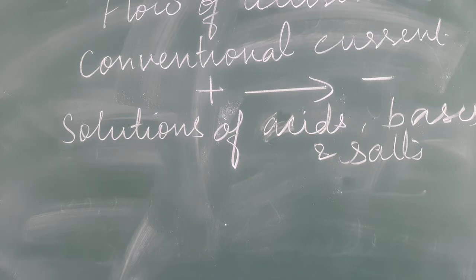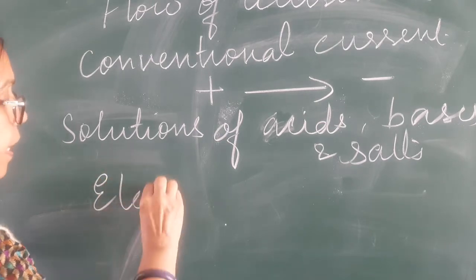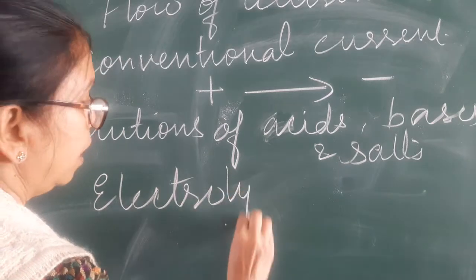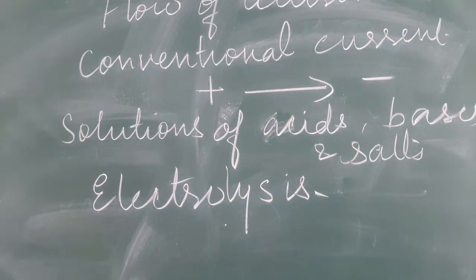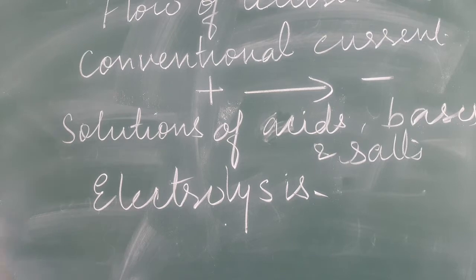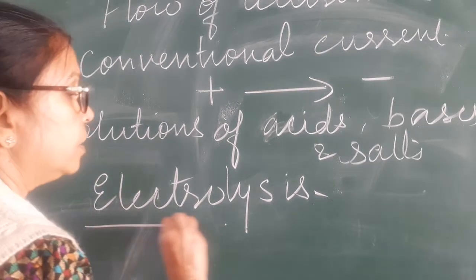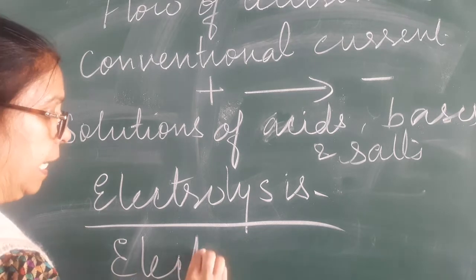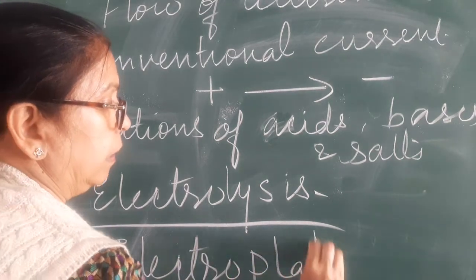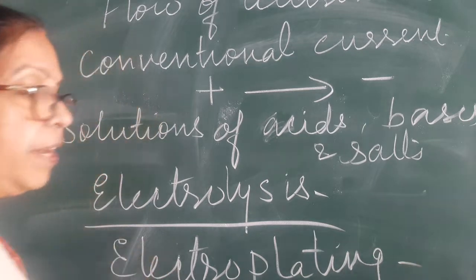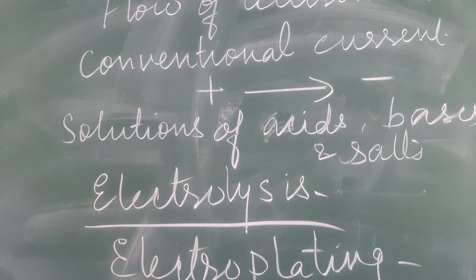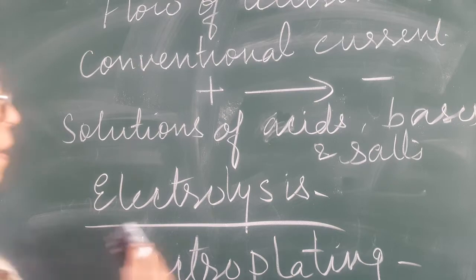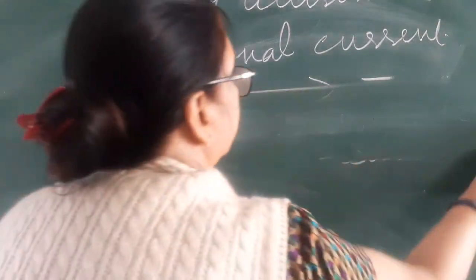Now children, the process of breaking up of an electrolyte, how is the electrolyte breaking up? Chemically, on passing electric current through it, is known as electrolysis. Now, electrolysis is used for electroplating. Electroplating is a method where the electrolysis process is used. Okay, so this is about the chemical effects of electric current.